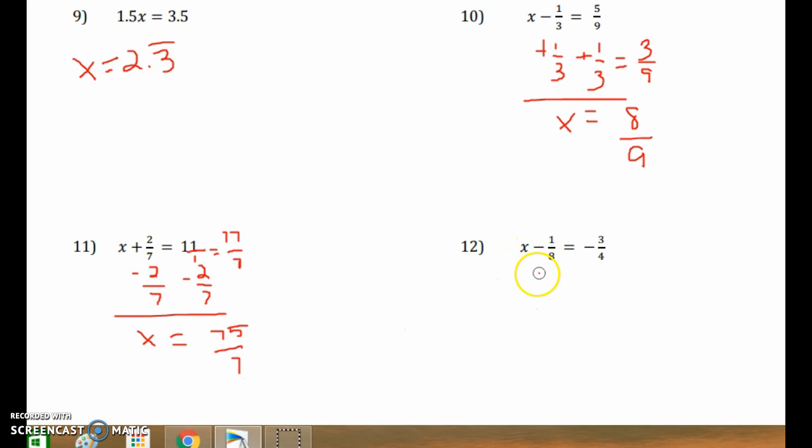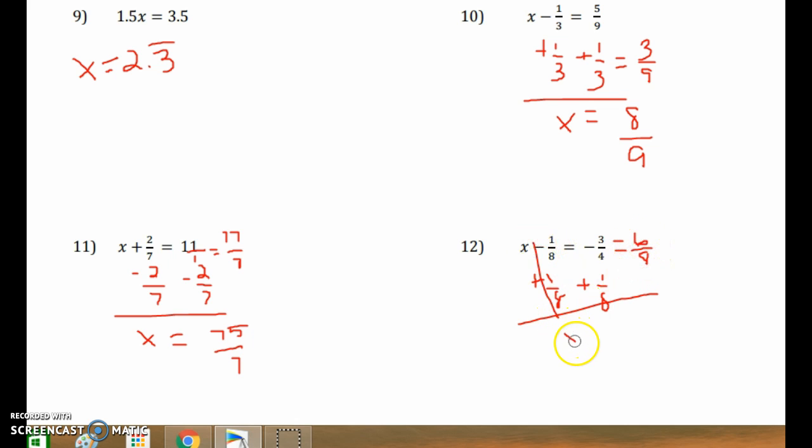Number 12, I'm going to add 1/8. And I'm going to add 1/8. This time, whoops, this is my denominator that I need to change. I'm going to change it to an 8. That means 3 becomes 6.